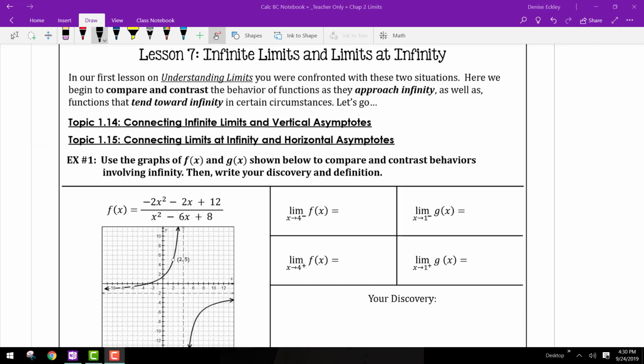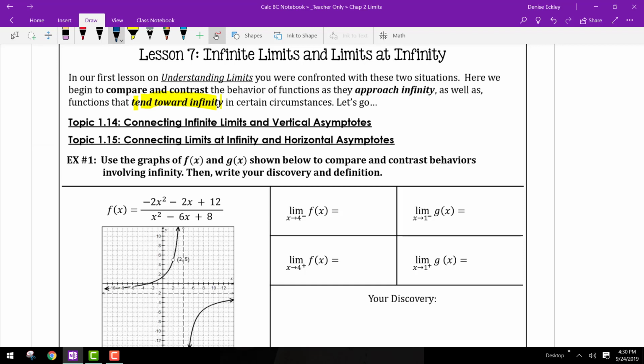I know that sounds like a nuance, but the first idea, as they approach infinity, means for very, very large x's. The second part, tend towards infinity, means where we have a vertical asymptote, where the function is unbounded. We're going to connect these two together. Topics 1.14 and 1.15 connect infinite limits and vertical asymptotes, and limits at infinity and horizontal asymptotes.